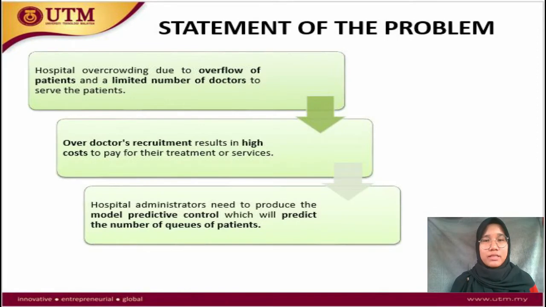Before proceeding to further study, I had identified the problems that were faced in hospitals. There have been problems in terms of overflow of patients and a limited number of doctors to serve the patients, and also over-recruitment of doctors results in high cost to pay for their treatment or service. That's why the hospital administrator needs to produce a model predictive control that will predict the number of queues of patients so that they can reduce the burden on service provision.